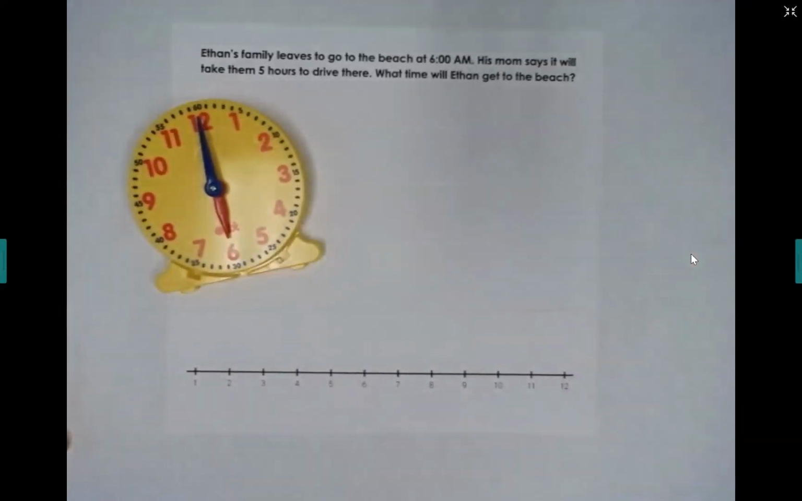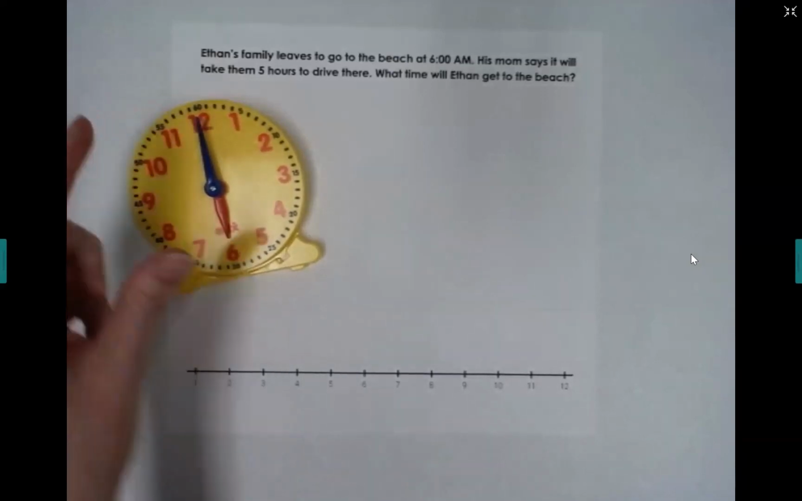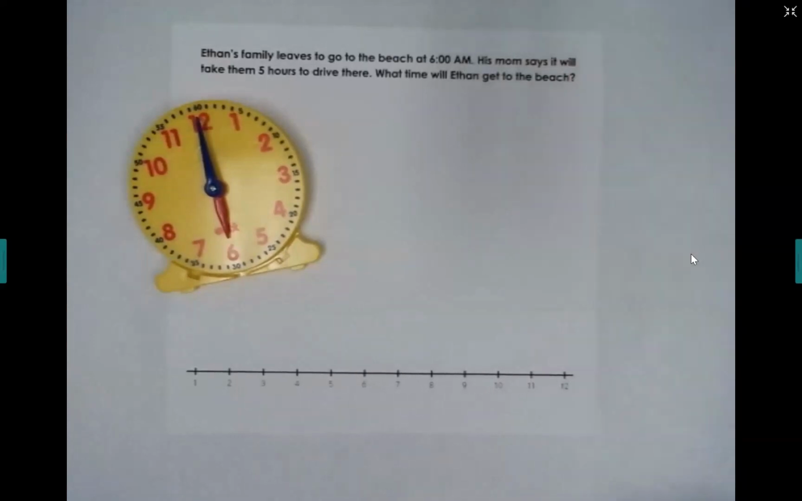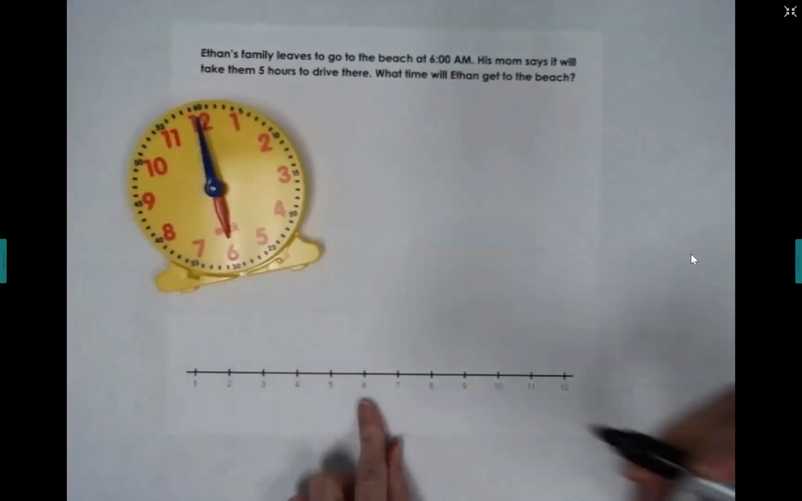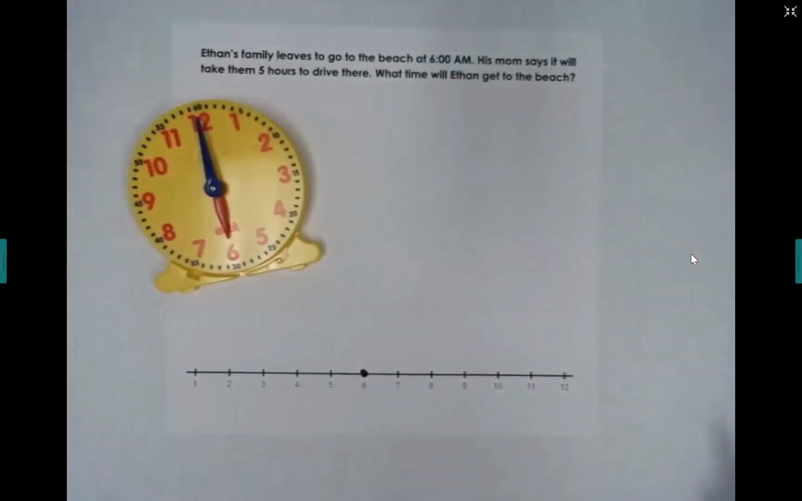Remember, I want to use this Judy clock when I want to show the hands naturally moving around the clock. So the first thing we would do is model setting our clock to when Ethan's family leaves to go to the beach, right? I know the start time in this problem. I know when they start driving to the beach. I know it's 6 a.m. So on my number line, I can come put a point right on the 6.